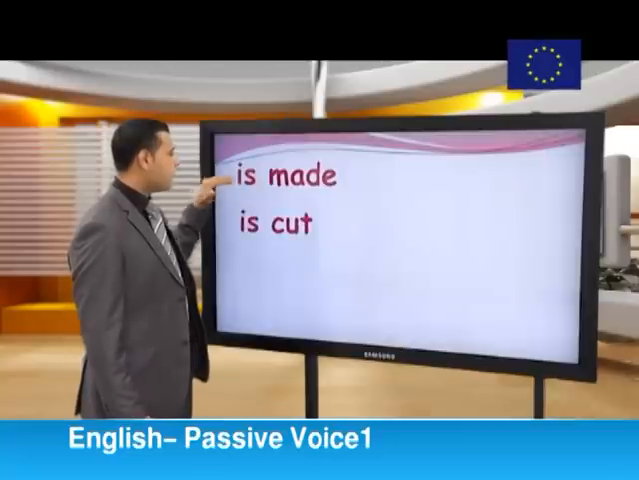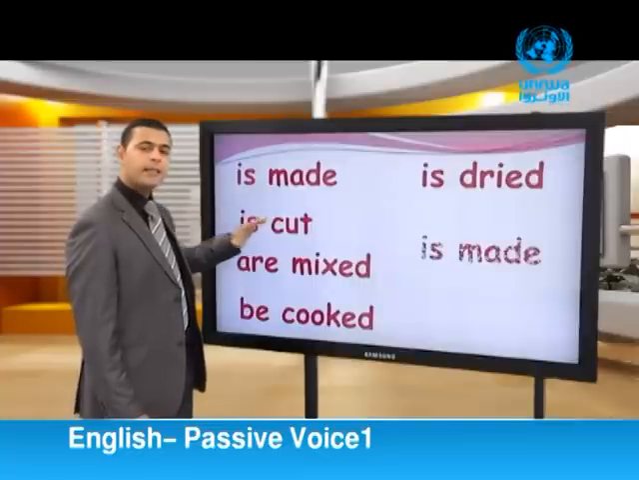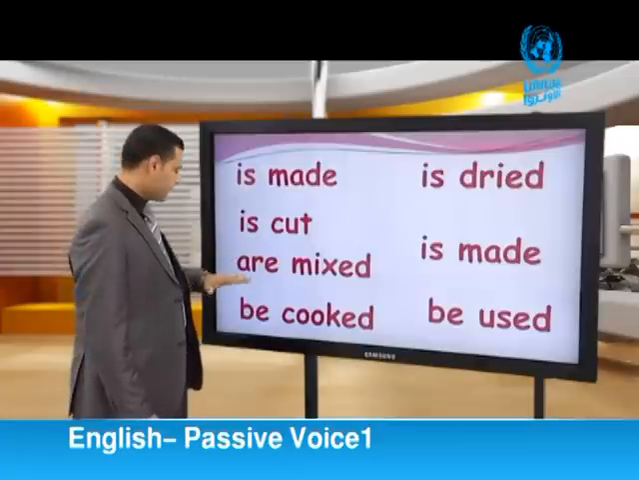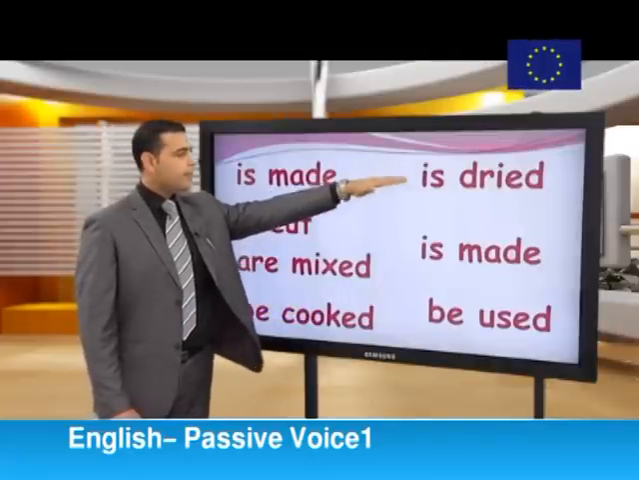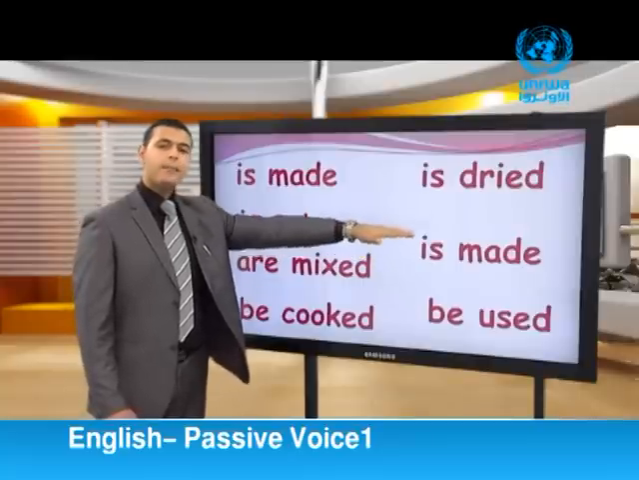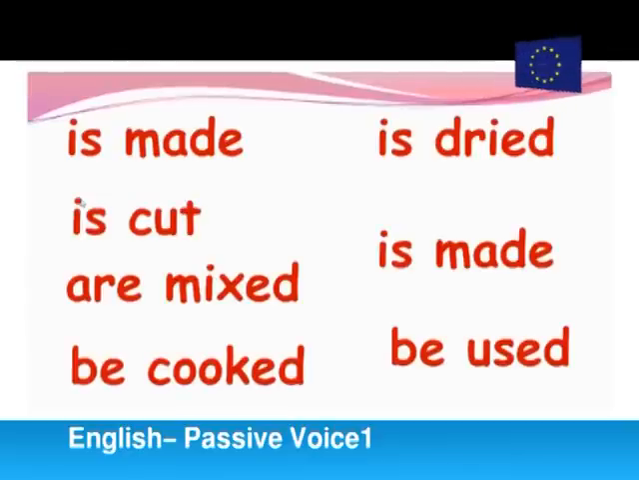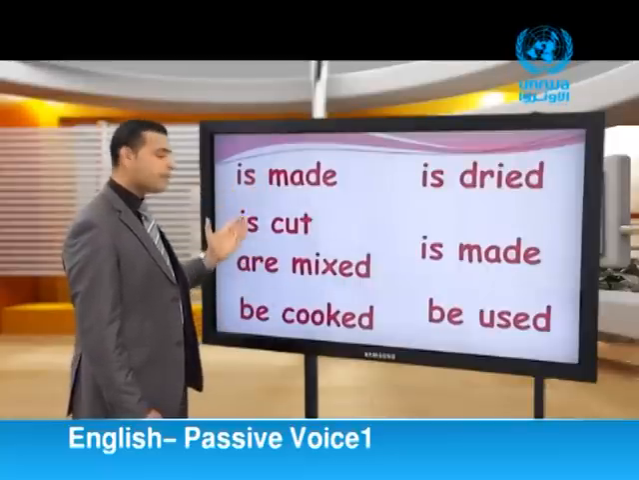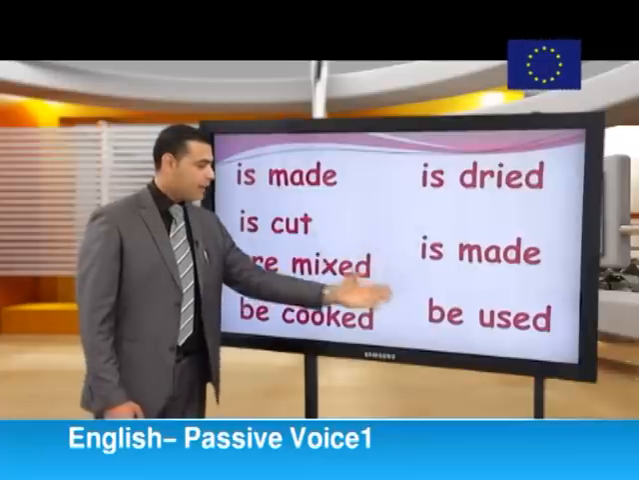The first verb is made. The second one is cut. The next one are mixed. Be cooked. Is dried. The next one is made. And the last one be used. Okay, what do you notice here? ماذا تلاحظ هنا عزيزي الطالب؟ لننظر مرة أخرى. Is made, is cut, are mixed, be cooked, is dried, is made, and finally be used.